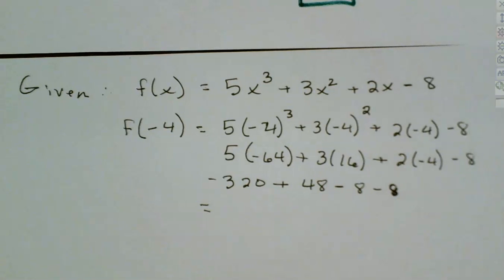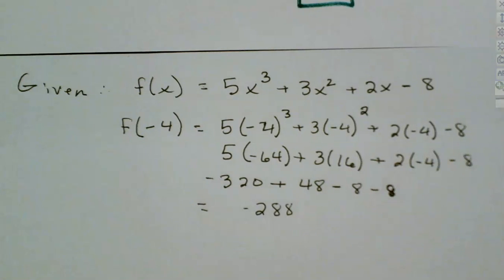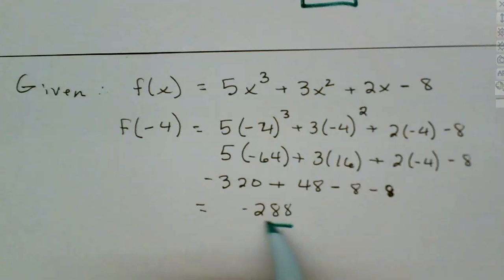Okay, and let's add these up and see what we get. We have a 320 and it's negative. Add 48 to that. Take away 8 and take away 8 makes it a minus 288. Now that was quite a bit of work, wasn't it? I mean, it wasn't too bad, but it was quite a bit of work.